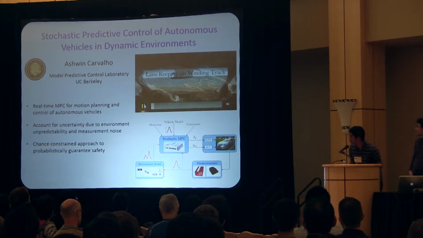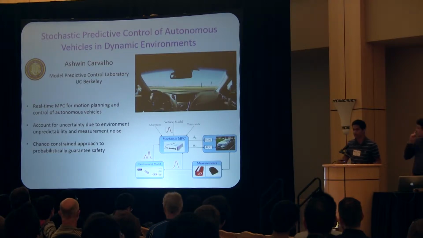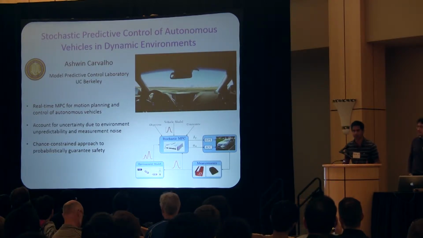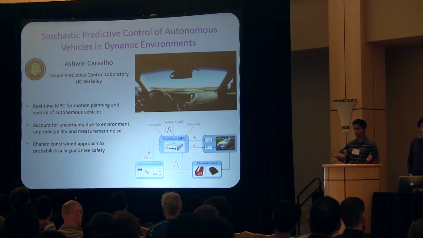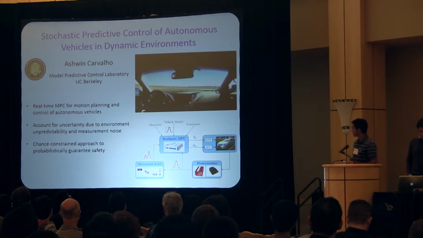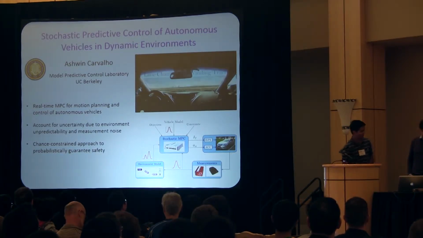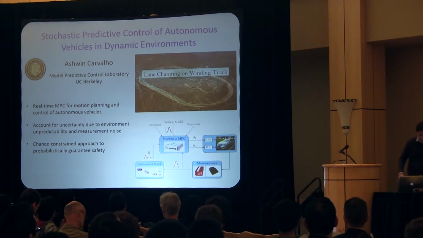Hi everyone, I'm Ashwin Carvalho, and I'm a graduate student working with Francesco Borelli in the MPC lab. And one of the projects we're working on is the use of MPC for the control of autonomous vehicles. And my research focuses on systematically accounting for the uncertainty in the system coming from various sources. And so if you're interested in optimization-based control or autonomous vehicles, please come and talk to me. Thank you.